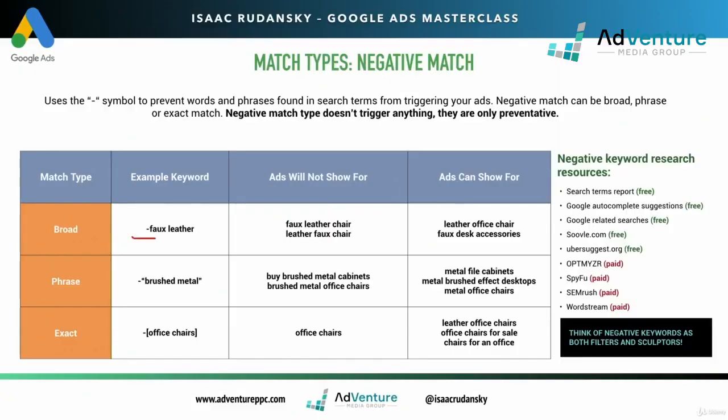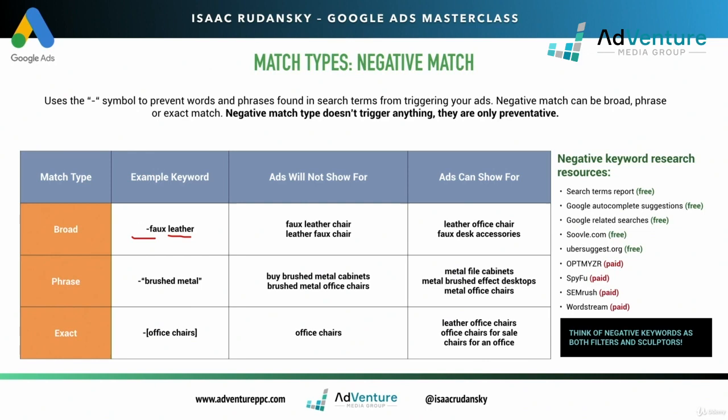But you have to be careful because just as broad match negative excludes the most potential amount of queries, if I have two words, which I do here, faux and leather, I'm telling Google that only when those two words are in the search term do I forbid you from showing an ad. So as we know, ads will not show for faux leather chair and leather faux chair because faux and leather are in both of those potential search terms. But ads can show for leather office chair and faux desk accessories, even though leather shows up here and faux shows up there. In that search term, my negative keyword is faux leather.